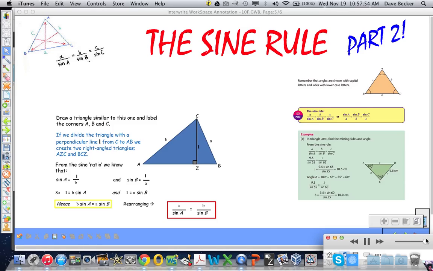We are back and better than ever, and we are continuing our discussion of the sine rule, hence the part 2. We just have one more example to do, and we continue with the great Jerry Lee Lewis and the classic Great Balls of Fire. All right, let's get to it, shall we?